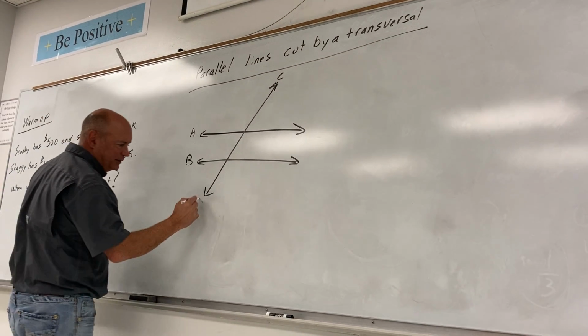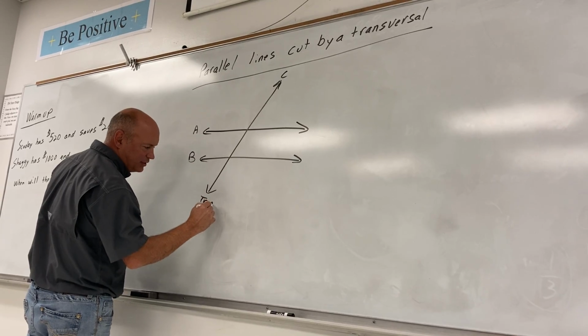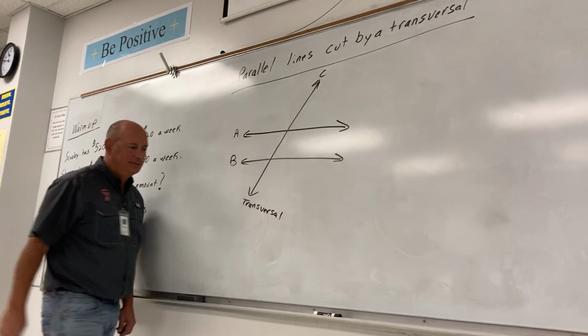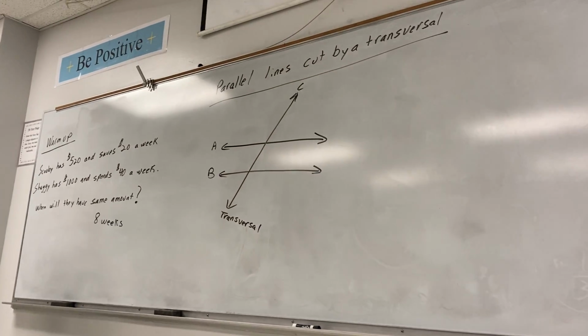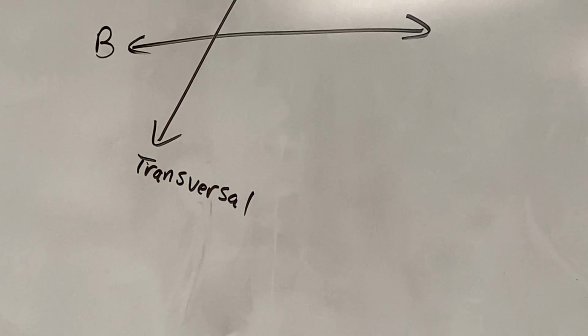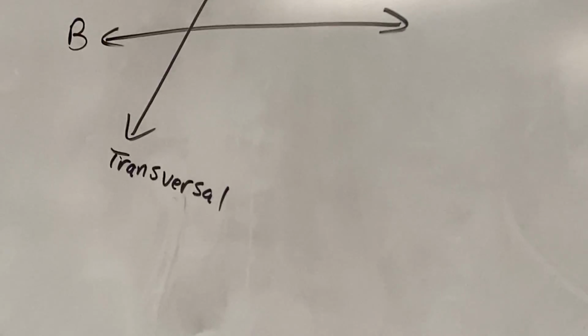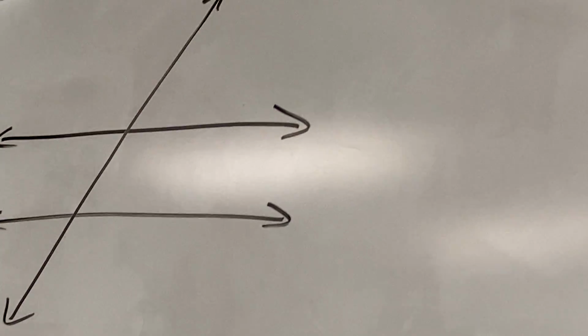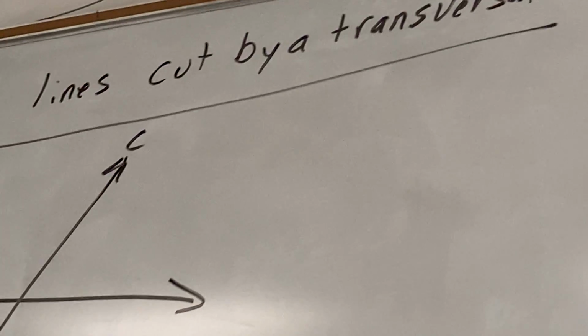So you might want to put a little note here. This line is the transversal. It's a big word. Transverse means you go across something. If I transverse the United States, I'm going all the way across the United States. Big word. All right, now look at what happens when we do this.